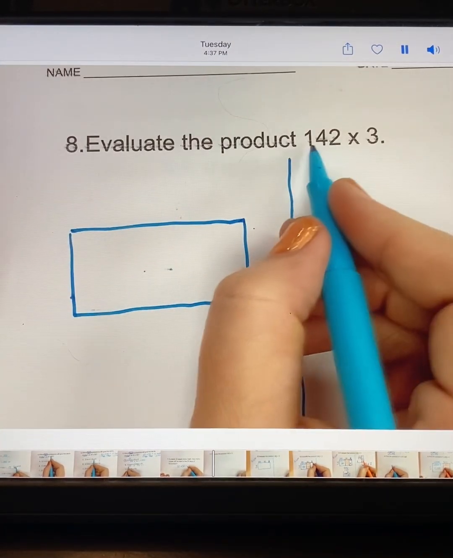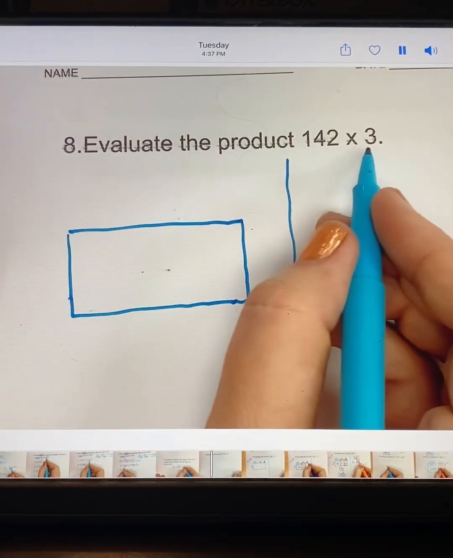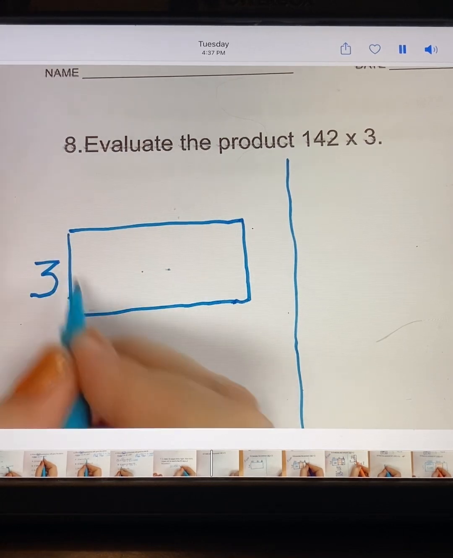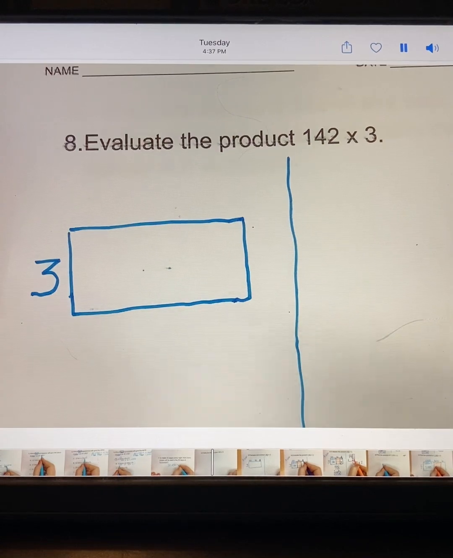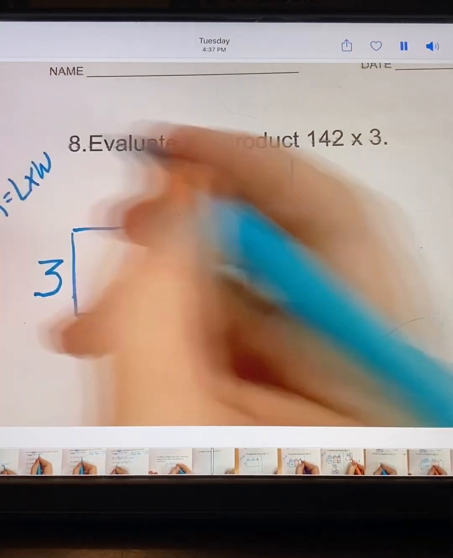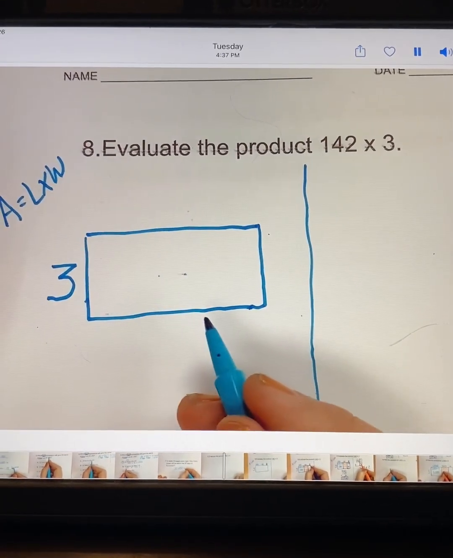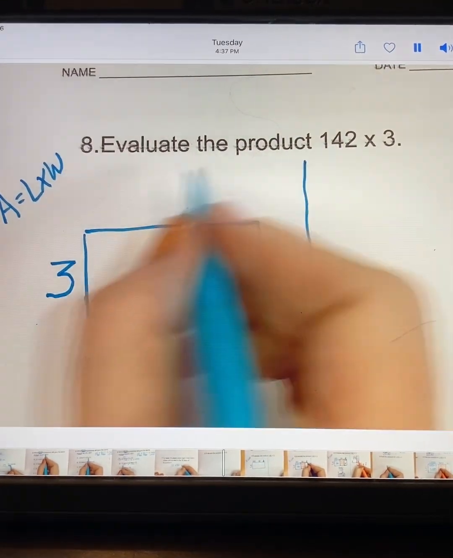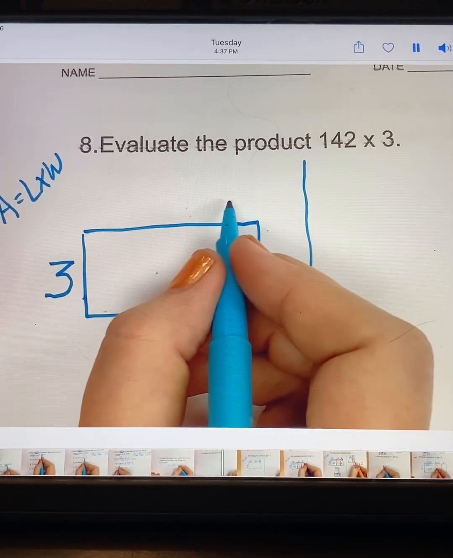So 142 times 3. So when I'm multiplying times a single digit, that's going to be out here to the side. So that kind of represents my width. If you think of this as an area model, and you probably remember the formula for area, which is length times width. Well, that's kind of what our area model for multiplication is. It really is. Now I'm going to take my 142 and I'm going to put it in expanded form at the top of my area model.